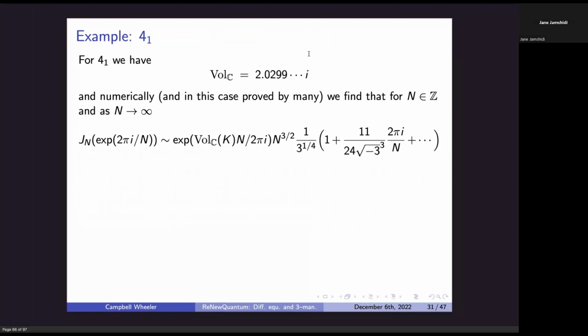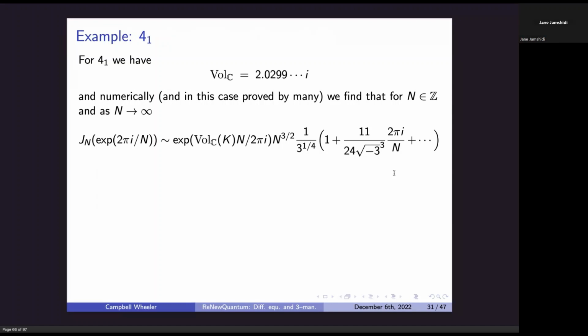Okay. And so in our previous examples, we can look at the figure 8 knot again, which is 4_1. So here the volume looks like this. And so many people, Andersen, Hansen, and many others, proved versions of this. So in particular, this does indeed grow like the exponential of the volume of this particular knot complement. And then we see some sort of polynomial term and then a full power series. And this power series is defined over the square root of -3.